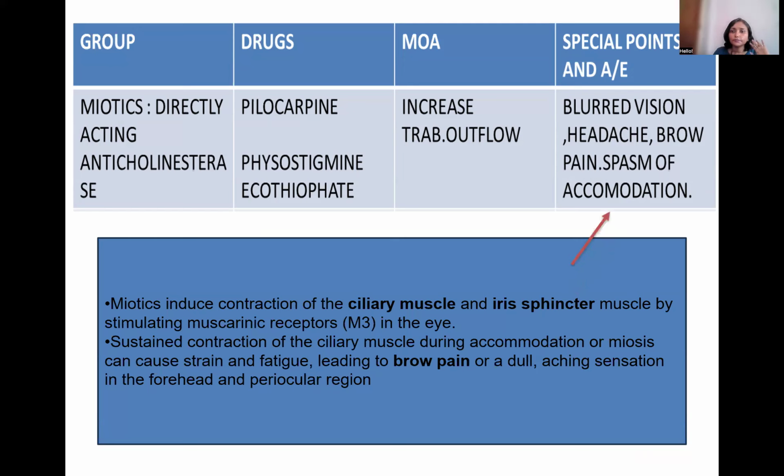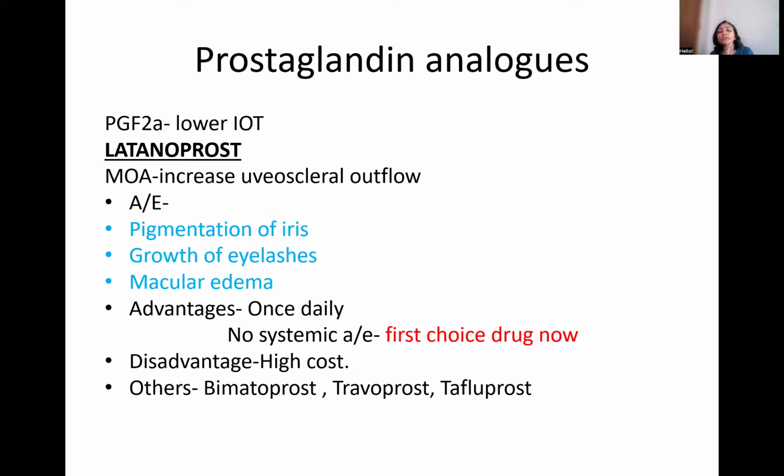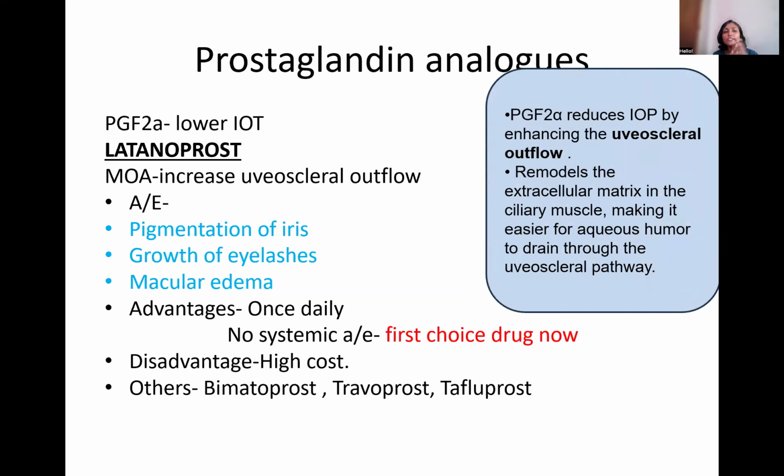Then coming to the most important class, that is the prostaglandin analogs. Now, prostaglandin, the PGF2 alpha specifically, will reduce intraocular tension. Normally in our eye, prostaglandins act to reduce intraocular tension by enhancing uveoscleral outflow. So if you give prostaglandin analogs like latanoprost, bimatoprost, travoprost and tafluprost, what happens? They will enhance the uveoscleral outflow.